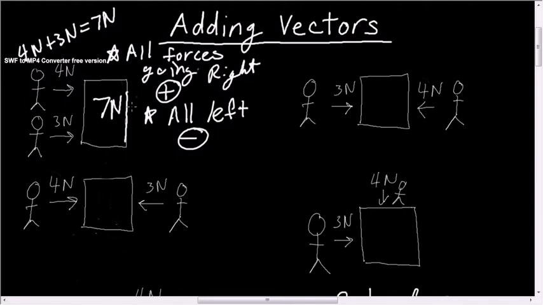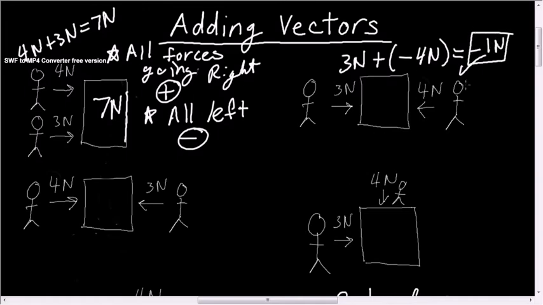What about over here? How would we do this one? So let's see, I have a 3 Newton force, and I'm adding it to, okay, so this force over here by this guy right here is going to the left, so this becomes minus 4 newtons because I said that all the forces to the right are positive. That means all the forces to the left have to be negative. And I get negative 1 newton. So this box is experiencing a force of negative 1 newton.